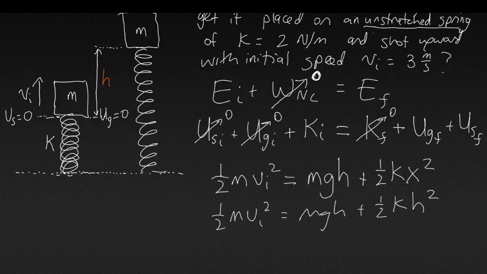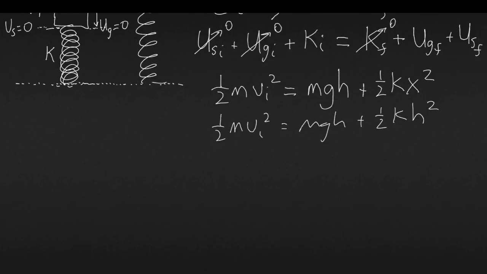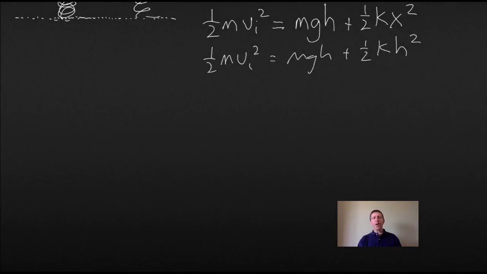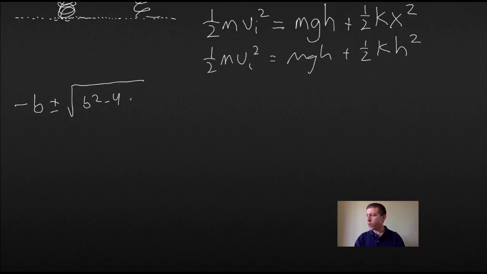So let's go ahead and solve for h. And notice that I am trying to solve this completely symbolically before I put in any numbers. So how are we going to solve this? Well, as you can probably see, we've got h squared, we've got h, so we're going to have to use the quadratic formula. Just a quick review, what is the quadratic formula? Negative b plus or minus the square root of b squared minus 4ac all over 2a.